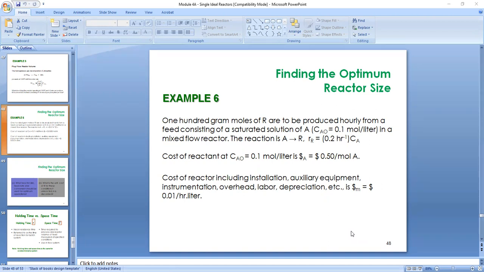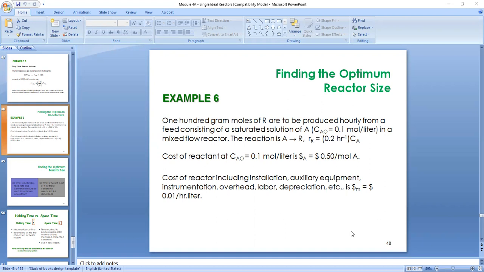So this is the hourly production of R from a feed consisting of a saturated solution of A having a concentration of 0.1 mole per liter in a mixed flow reactor. The reaction is 1 mole of A forming 1 mole of R, and the rate law is first order with respect to A, so it's 0.2 C sub A. Now, the cost of reactant at the given concentration of 0.1 mole per liter is 50 cents per mole A.